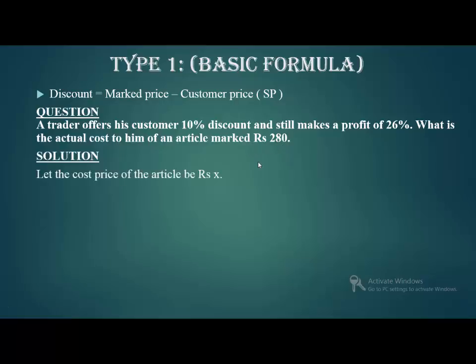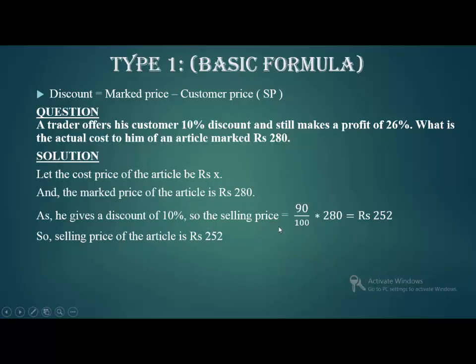Now we have to find the cost price of the article, so let us assume it to be X, and the marked price of the article is already given as rupees 280. The final selling price of the article, which is also equal to the customer price, will be 90 by 100 into 280. This 90 occurs due to the 10% discount, which will give the final value as rupees 252. Hence, the selling price of the article is rupees 252.